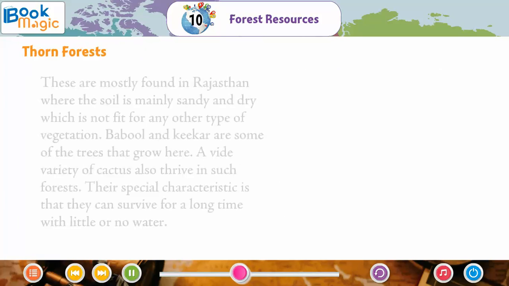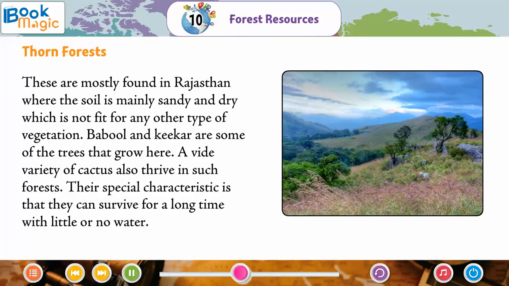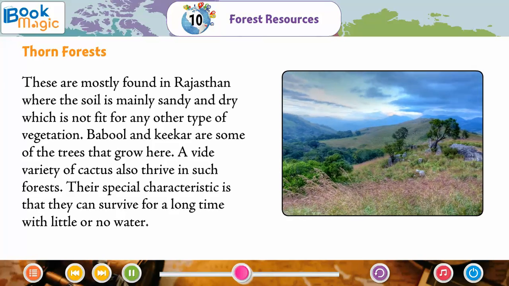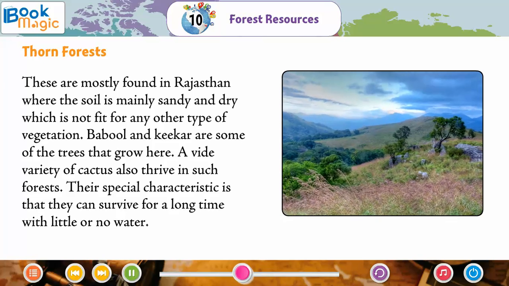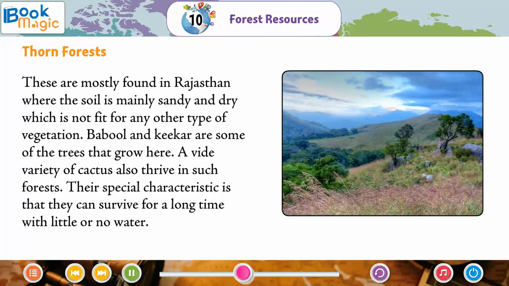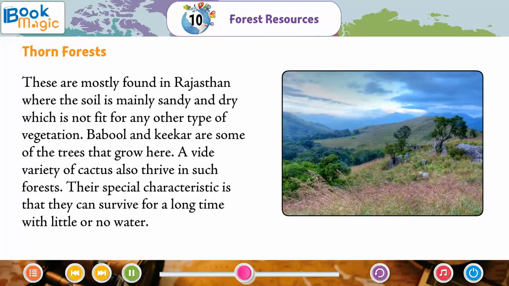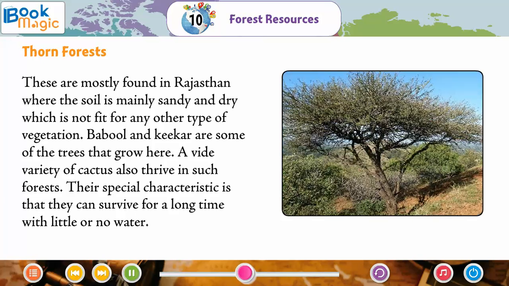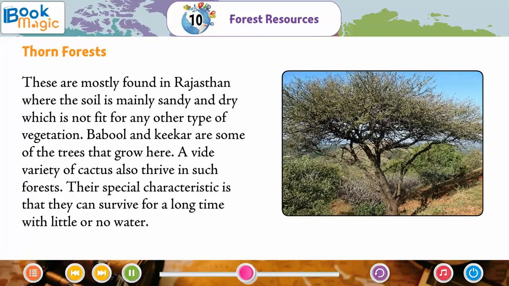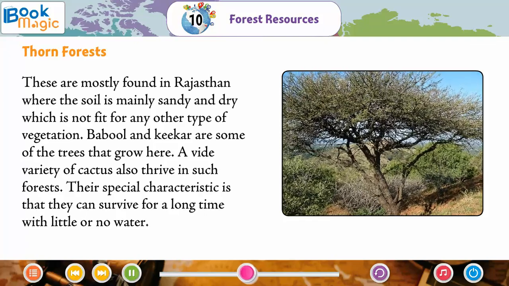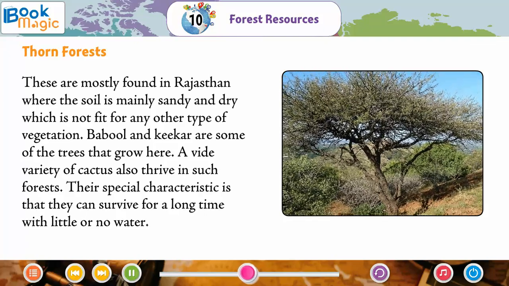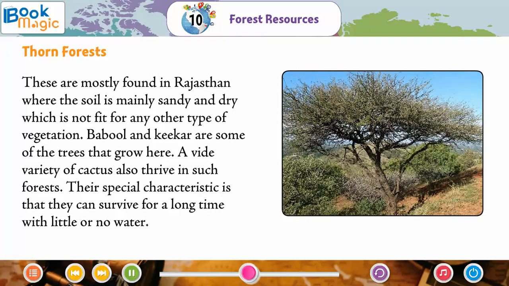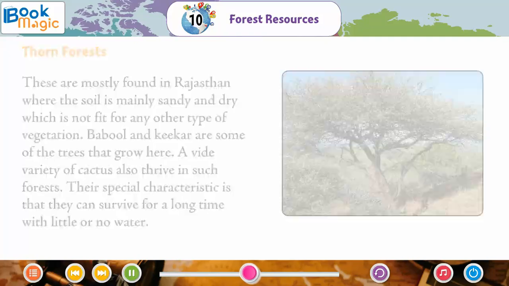Thorn forest. These are mostly found in Rajasthan where the soil is mainly sandy and dry, which is not fit for any other type of vegetation. Babul and kikar are some of the trees that grow here. A wide variety of cactus also thrive in such forests. Their special characteristic is that they can survive for a long time with little or no water.